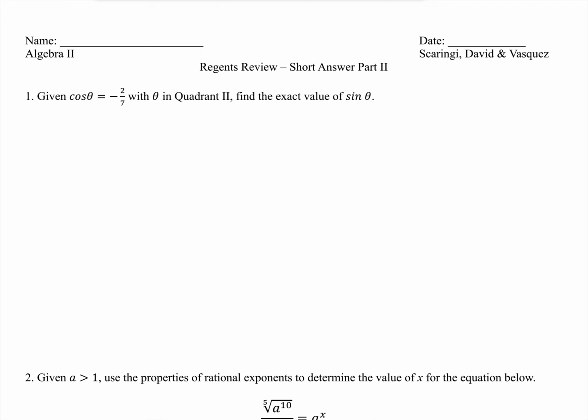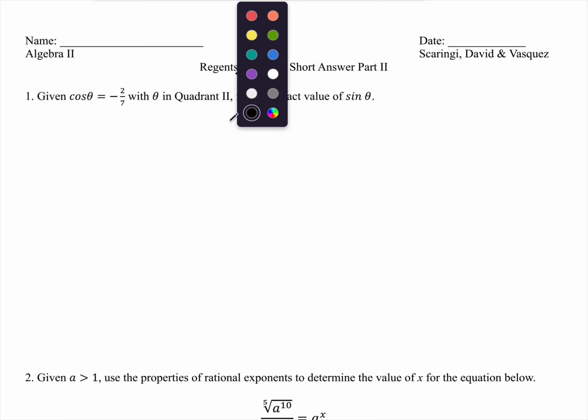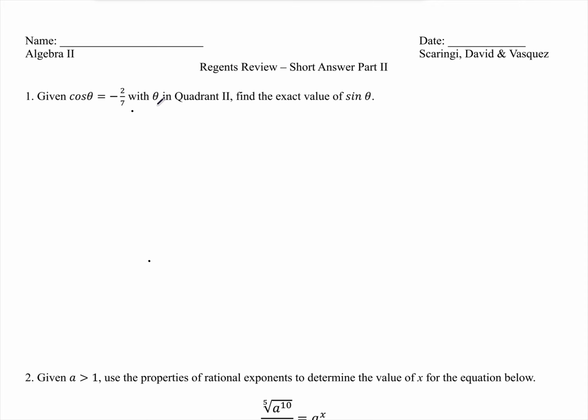So I always like to work with what I know. I know it's in quadrant two, so I'm just going to start by drawing my coordinate grid. Whenever we're thinking sine, cosine, tangent, we can think of a right triangle. So I'm going to just draw a triangle. It doesn't have to be exactly the same, but we just know it is a right triangle.